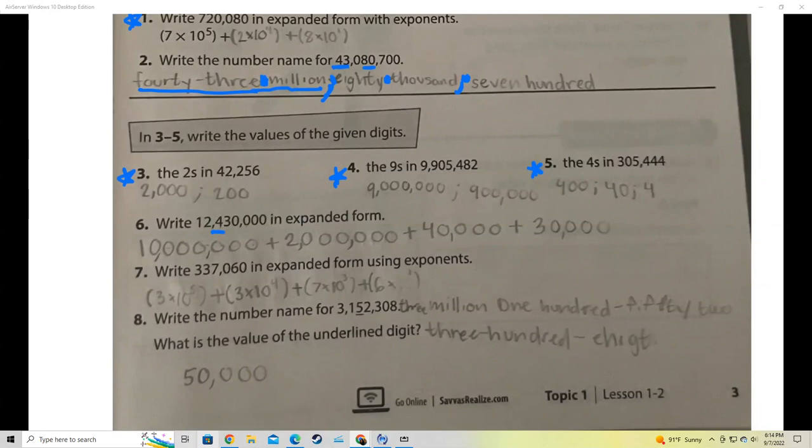And then on the 30,000, it looks like a 3 with 1, 2, 3, 4 zeros, 1, 2, 3, 4 zeros. This one's fine. So the only one you need to fix is this one right here. You're missing a 0.